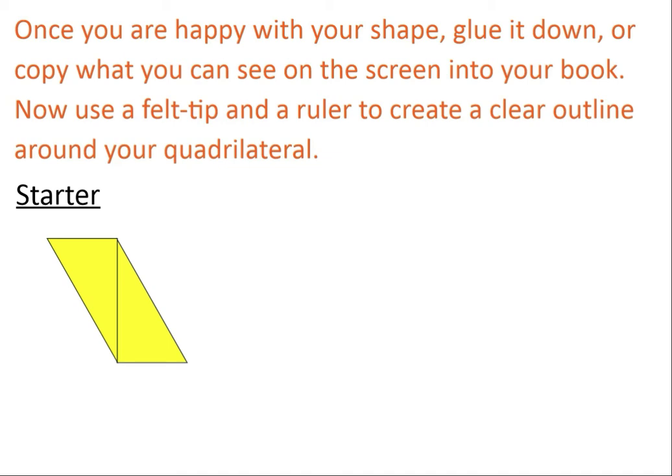Once you are happy with your shape, you're going to write down the heading starter, and then you're going to glue it down underneath that heading, or if you were working on screen, you're going to copy what you can see on the screen into your book. Once you've done that, you're going to take a felt tip pen and a ruler to create a clear outline around your quadrilateral. And that's going to mean that we're not focusing on the two triangles, but we're focusing instead on the quadrilateral that we've formed.